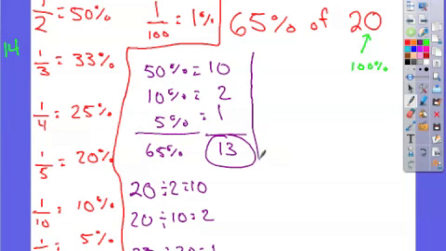Now if I do it another way, which is perfectly fine, maybe I do, let's see, what would be a good way to do it? I could do 20, 20, 20, and 5. That'd be 65%.